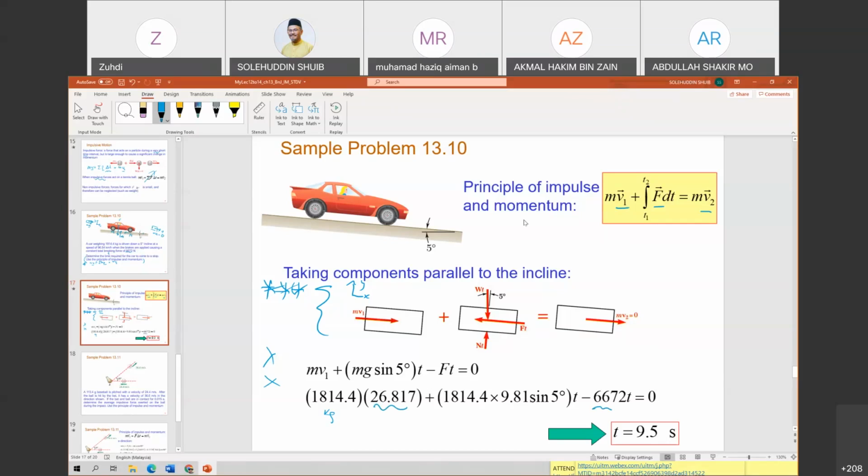This one you convert from kilometer per hour to meter per second. Okay, this one is a braking. I think this one is very straightforward, not difficult. Okay, we proceed to the next example.